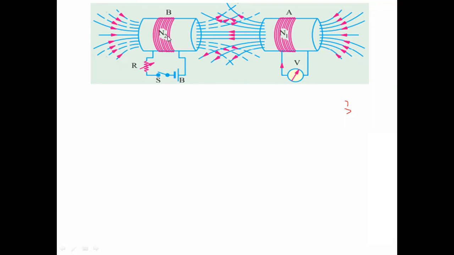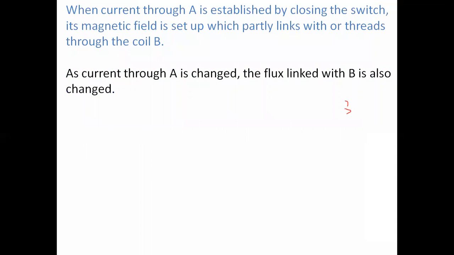The flux generated in one coil causes voltage generation in the second coil. The flux produced in the first coil makes the generation of EMF in the second coil. So this is called mutually induced EMF.